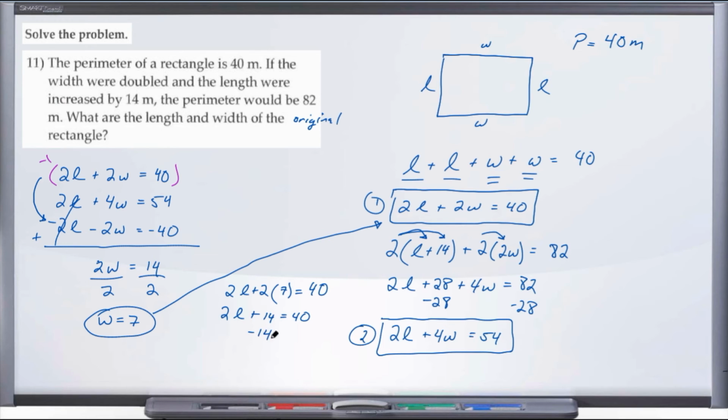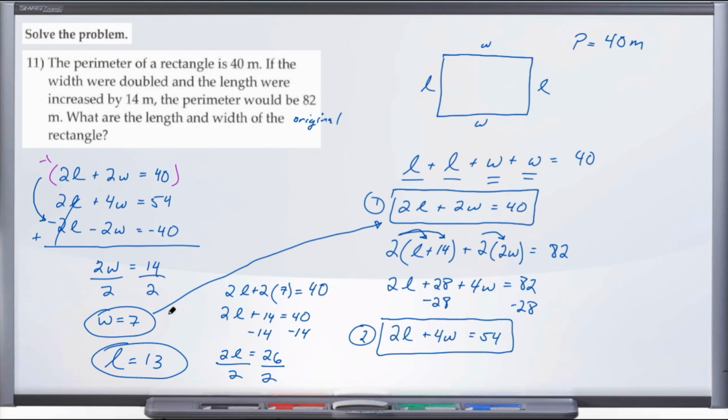We're going to subtract 14 from both sides, leaving us with 2L equals now 26. And divide by 2, and so L equals, well, 26 divided by 2 is 13. All right, and so there we have it. We solved for the original width and length of this rectangle.